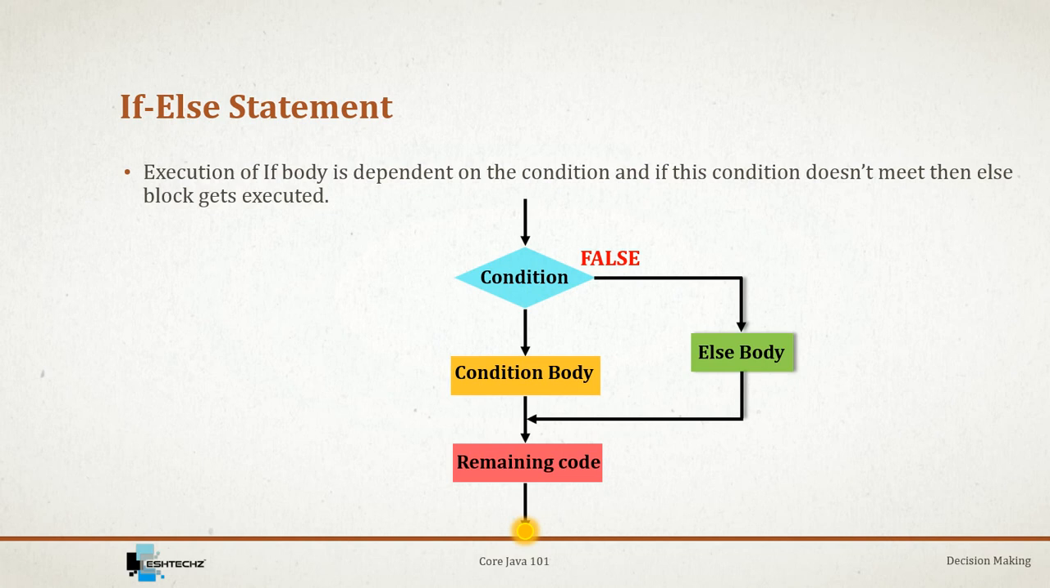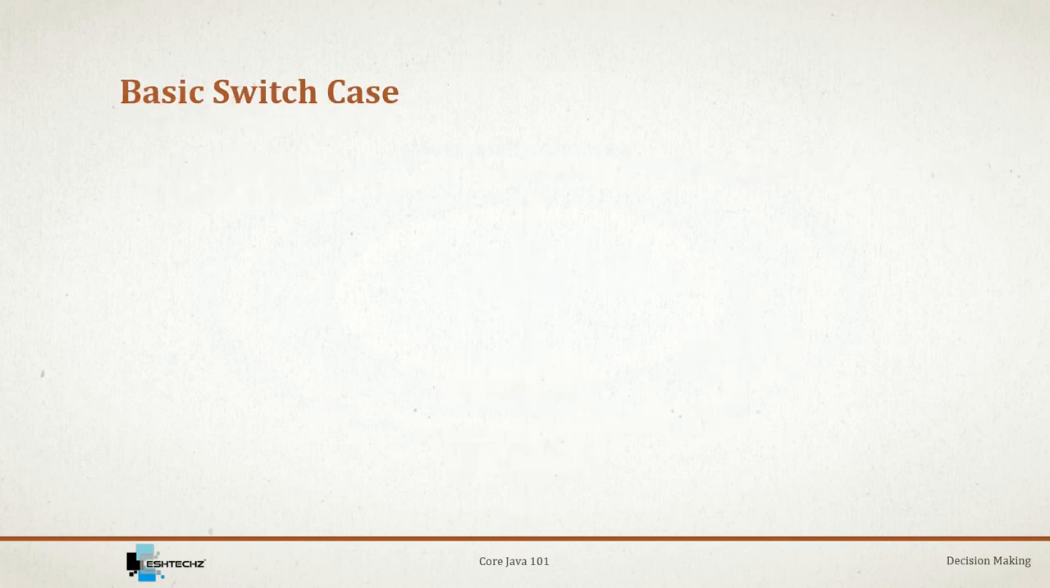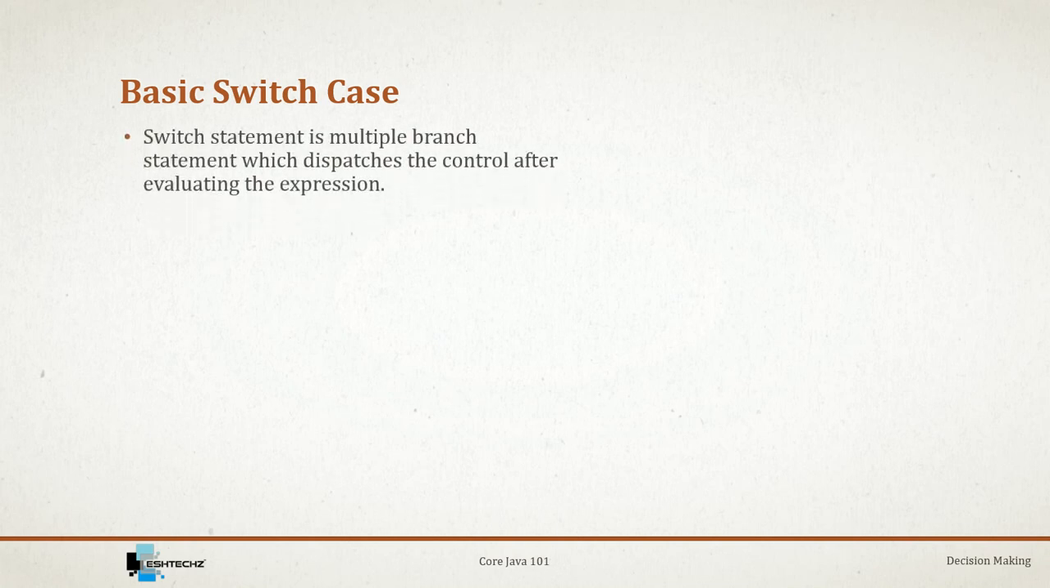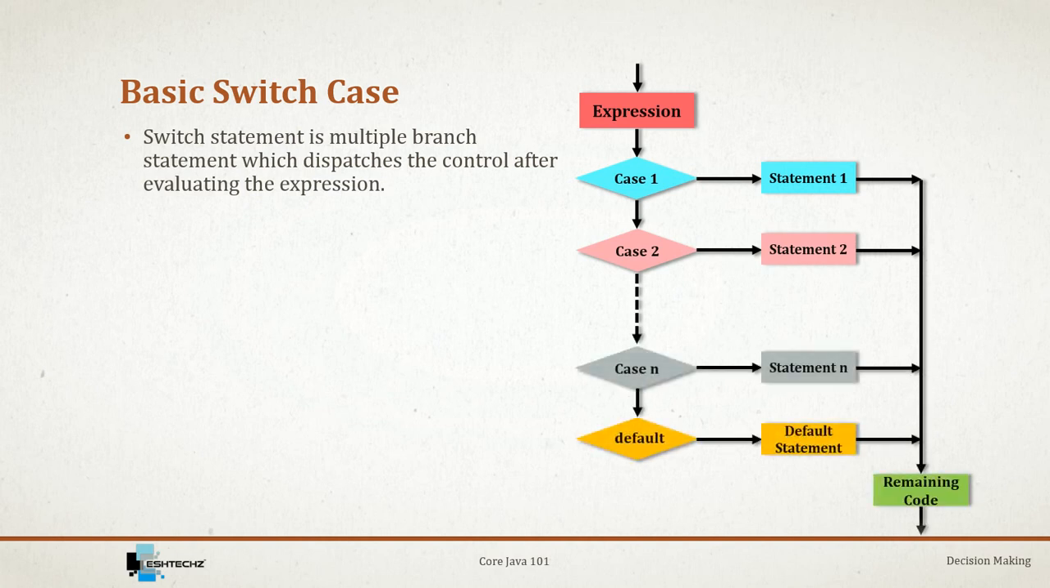The last one is switch statement. First we'll take a look at the basic switch case and then we'll understand the changes. Switch statement is a multiple branch statement which dispatches the control after evaluating the expression. This is the flow diagram of switch case. As we can see, we have one expression block. There, the expression will get evaluated and dispatched accordingly.